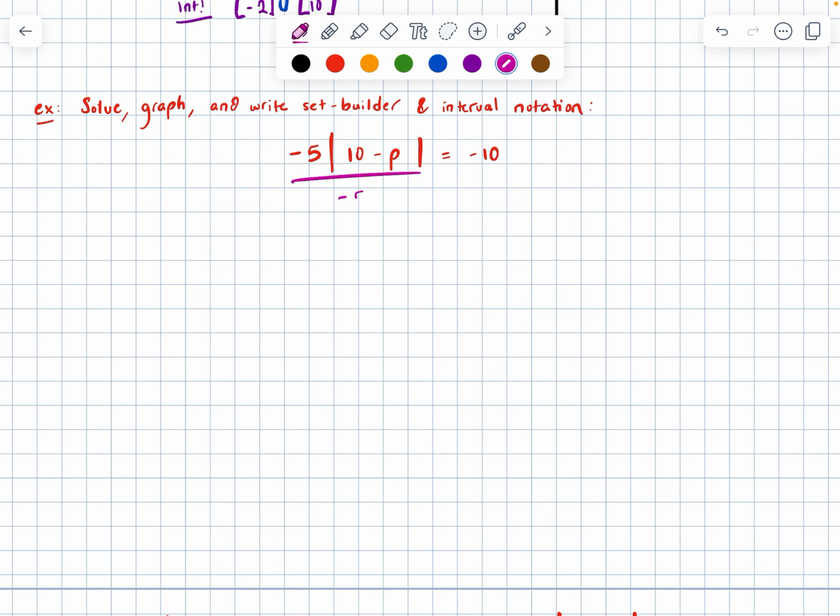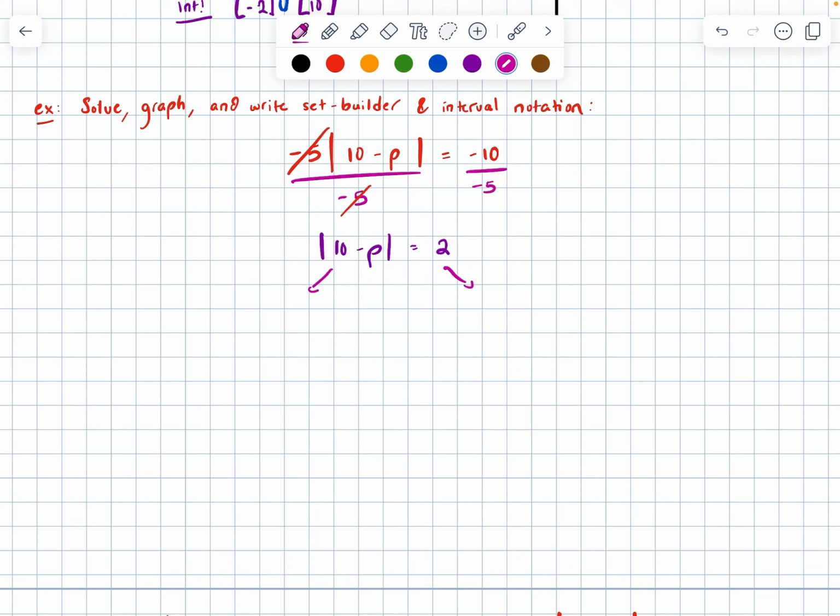Okie dokie. So I want to get absolute value by itself. Notice -5 is the only thing outside of the absolute value still connected to it. So I'm going to divide both sides by -5 to eliminate it. So I've got the absolute value of 10 minus p is equal to 2.